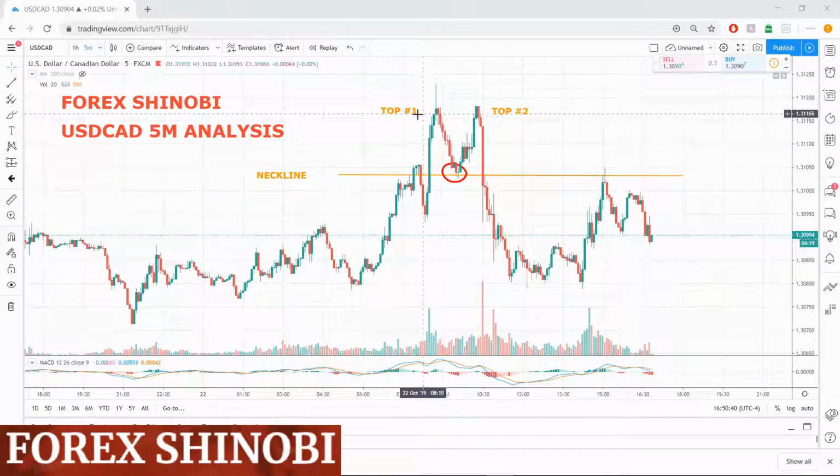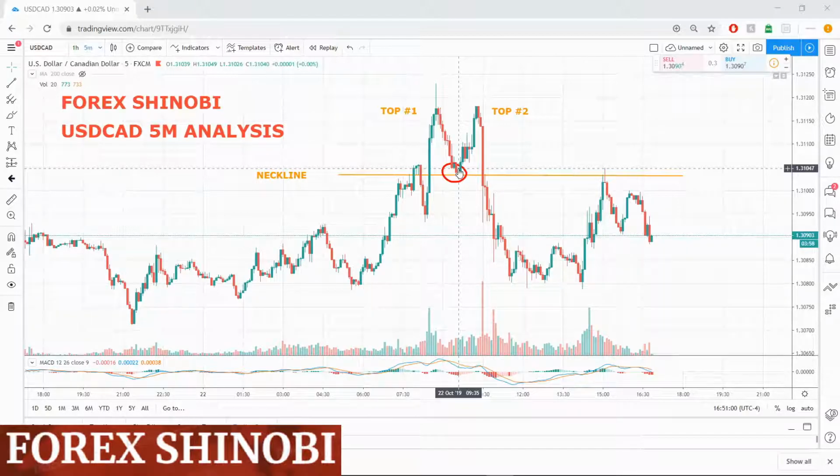right here, where I've labeled it top number 1. But at this point, we don't know that's the first top in our double top pattern. All we see is this long wick for this pin bar, 6 pip pin bar, and then immediately after, we just see this sea of red candles that moves price down all the way here.